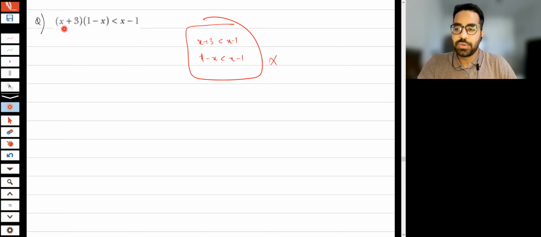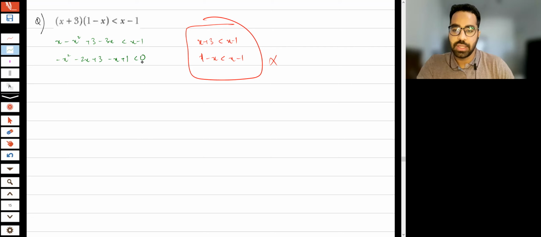So what you're going to do is you're going to multiply both of them. You need to have 0 on this side. So you're going to shift both of these values to the other side. So you'll get x minus x squared. So when I multiply x minus x squared plus 3 minus 3x, okay, less than x minus 1. If I just arrange this equation, I'm going to get minus x squared. X minus 3x becomes minus 2x plus 3. I'm going to shift both of them to the other side. So this will become minus x plus 1 is less than 0.